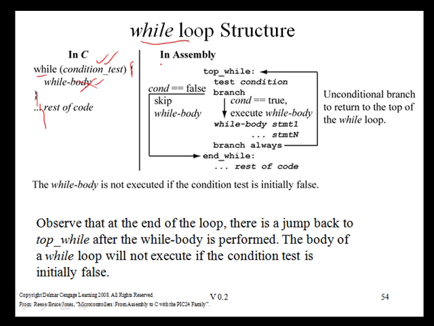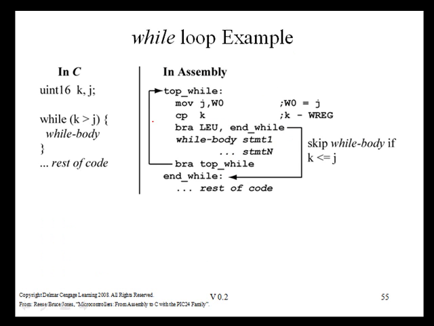So a general format in assembly language to accomplish this is the following. We'll have a label that we'll call top while that will indicate the top of our while loop. We're going to test our condition. This branch is going to branch on the false condition because if the condition is false, we want to skip the while body and go to a label, end while, that's going to be at the end of our while statement, and we'll execute the rest of our code. If this branch is not taken, it means that the condition is true, so we'll execute our while body statements. Once the while body is finished executing, we'll need an unconditional branch always back up to the top of this loop. So let's take a look at an example.